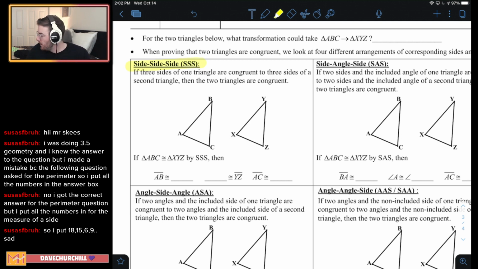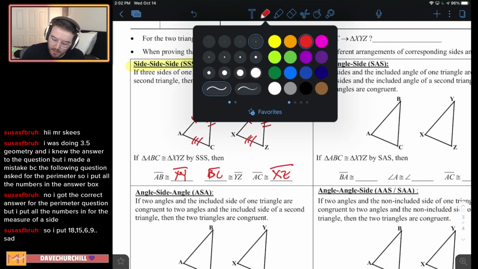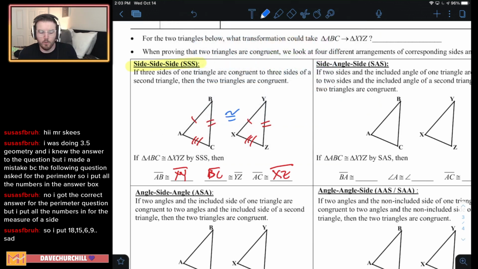There are methods for proving triangles congruent, and this is one of them. If you can show that all the sides are the same, then you know that the two triangles are congruent. We call that side, side, side. So AB is congruent to XY, and YZ is congruent to BC, and AC is congruent to XZ. And ta-da, these guys are congruent. We know that they're congruent because all 3 sides are the same.